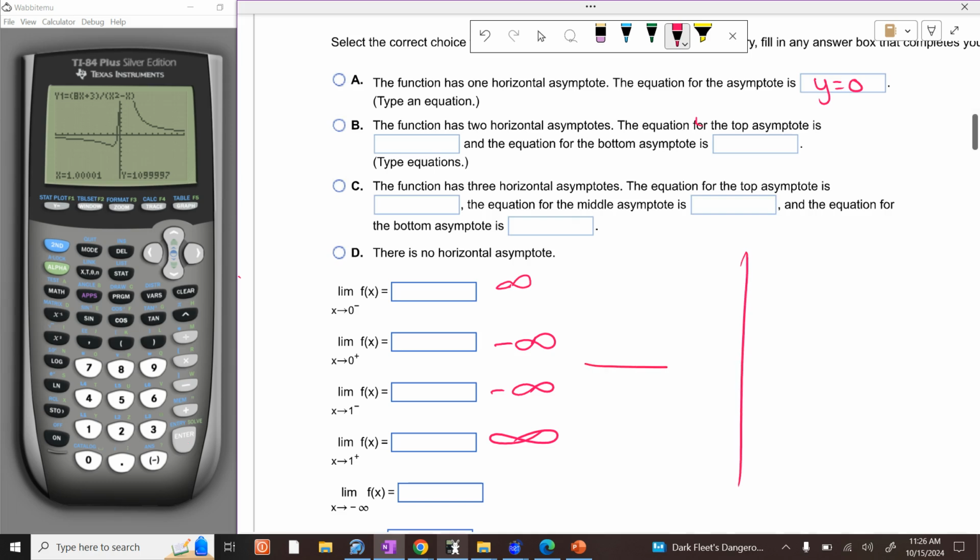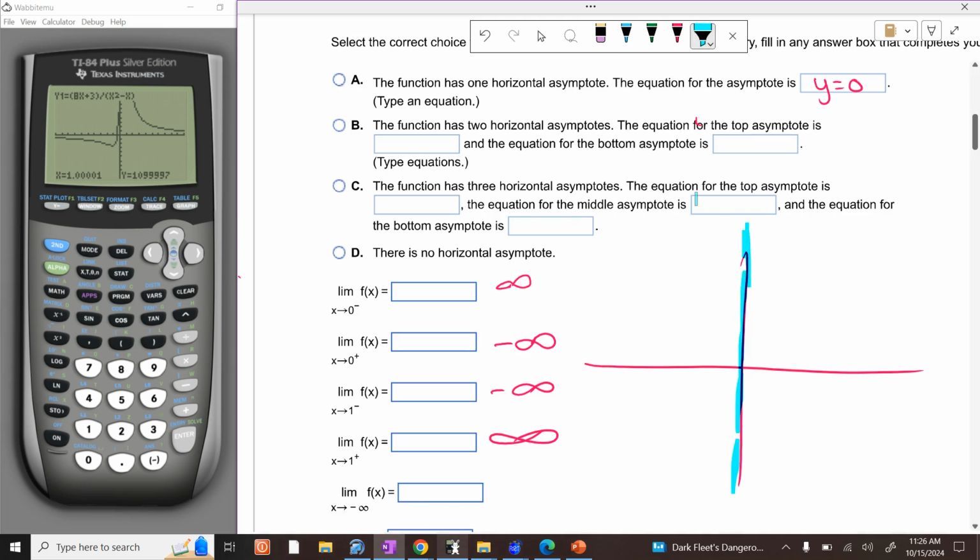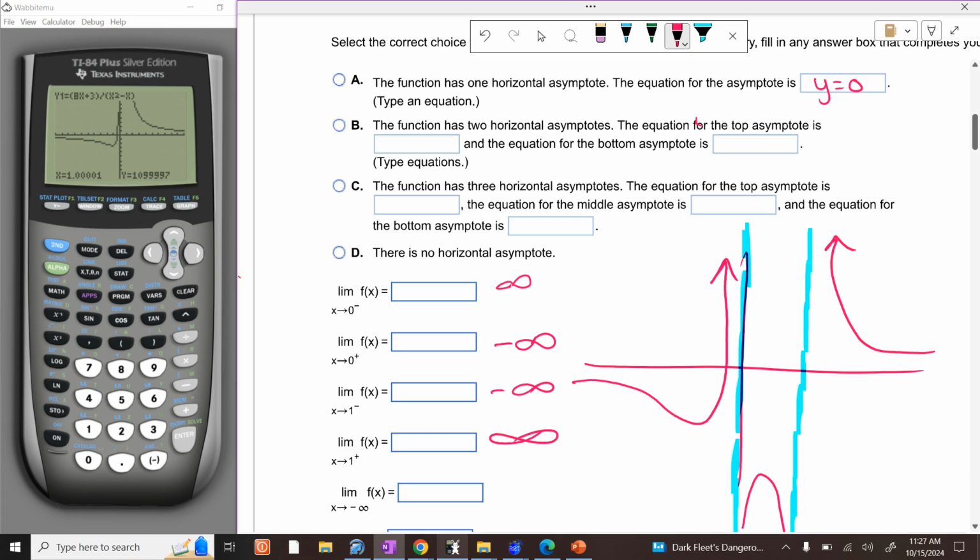So what does it look like? Well, if we have an asymptote right here, it's going like this, and then it's like this, and then it's like this. So somewhere down here, there must be some kind of curlicue here.